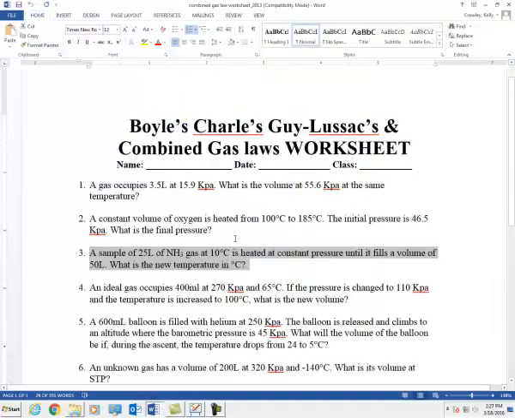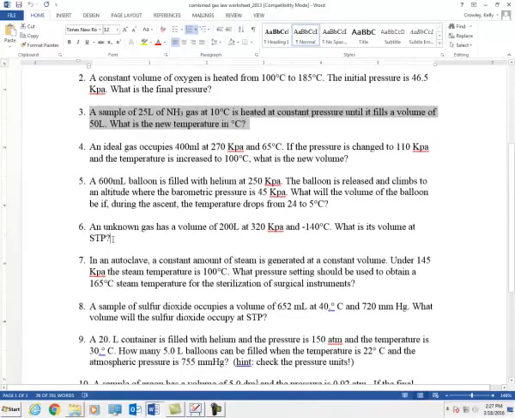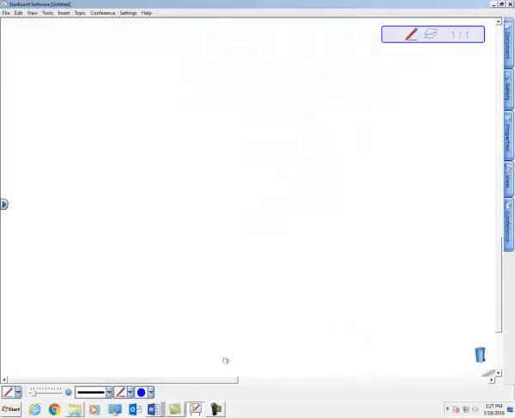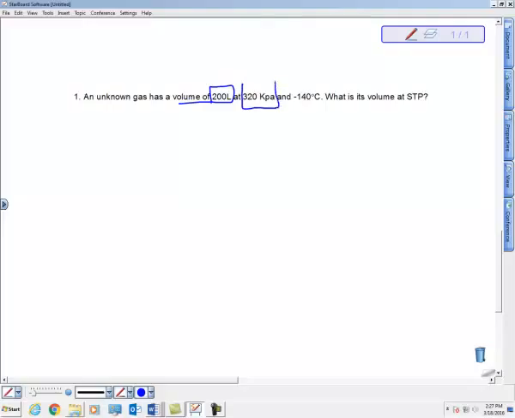Coming back here, we have some students that are interested in number 6. So we're going to dive over here and start problem 6. If you're in my IC, you get to pick which questions I do. It says an unknown gas has a volume of 200 liters at 320 kPa and negative 140 degrees Celsius. So all of that stuff goes together. That is your initial volume, your initial pressure, and your initial temperature. They all go together. Alright, so this is 200.